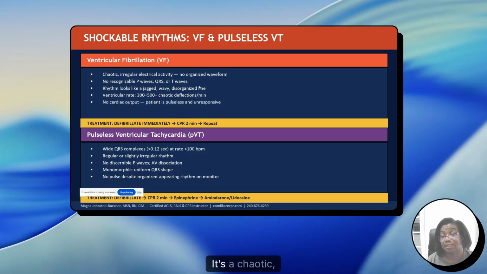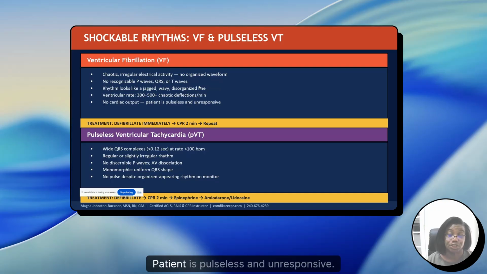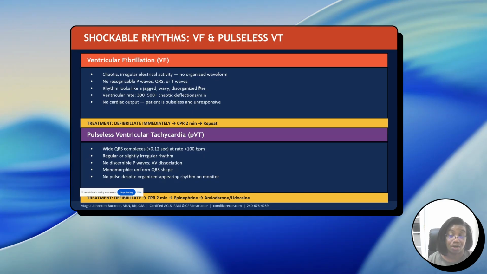Ventricular fibrillation is chaotic, irregular electrical activity, with no organized waveform, no recognizable P waves, QRS, or T waves. The rhythm looks like a jagged, wavy, disorganized line. Ventricular rate is 300 to 500 plus chaotic deflections per minute. No cardiac output, the patient is pulseless and unresponsive. Treatment: defibrillate immediately. CPR, 2 minutes, and repeat.